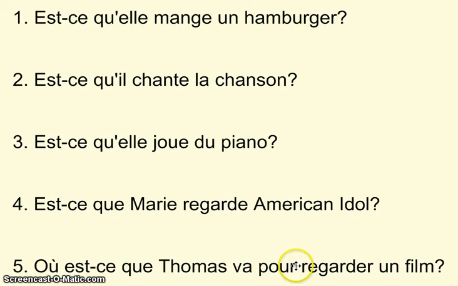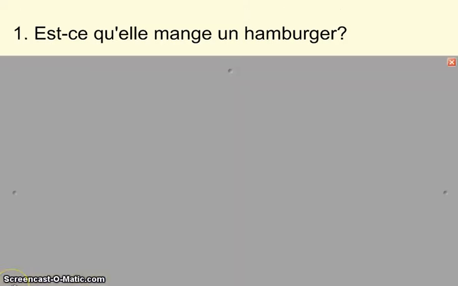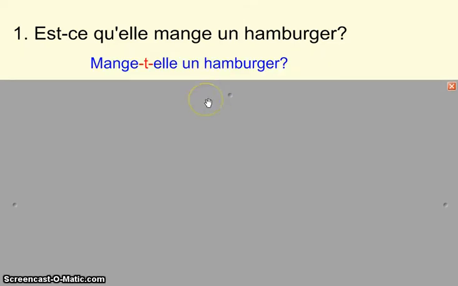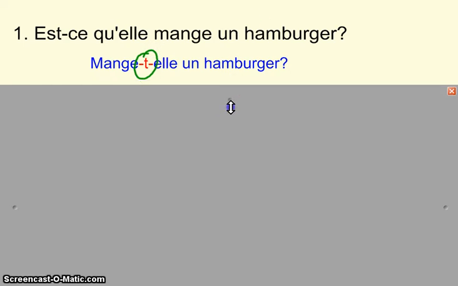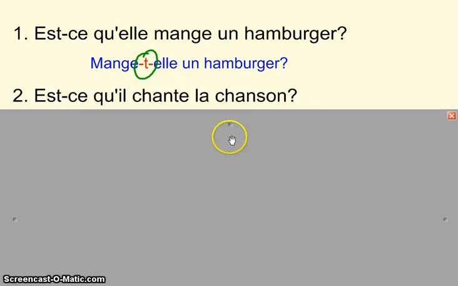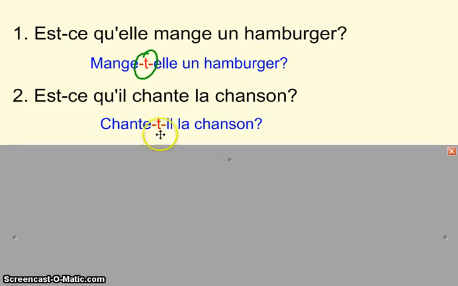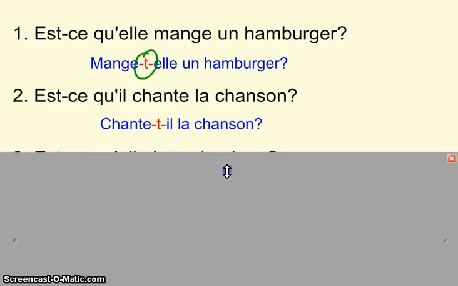Voici 5 questions de plus avec le problème avec les voyelles. Alors, prenez une minute pour essayer ces questions avec le T. Did you get them sorted out? It's not that hard once you practice. All right. Est-ce qu'elle mange un hamburger? In inversion, with our solution, would become mange-t-elle un hamburger? Vous avez le T ici. Mange-t-elle? Numéro 2. Est-ce qu'il chante la chanson? In inversion would be chante-t-il la chanson? Chante-t-il? So now we don't have two vowels touching.